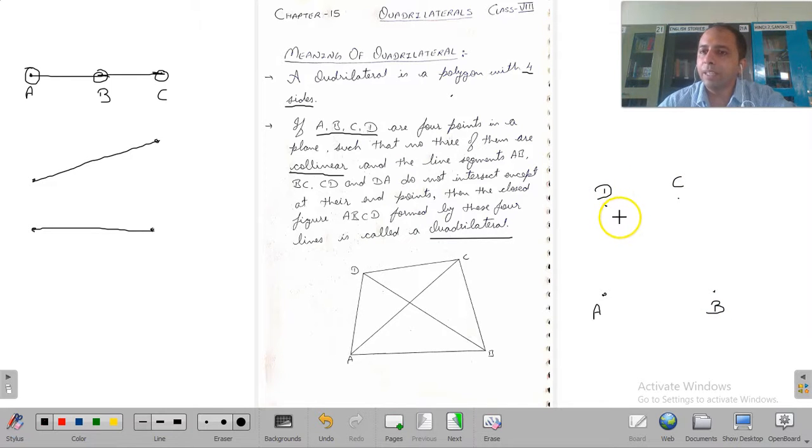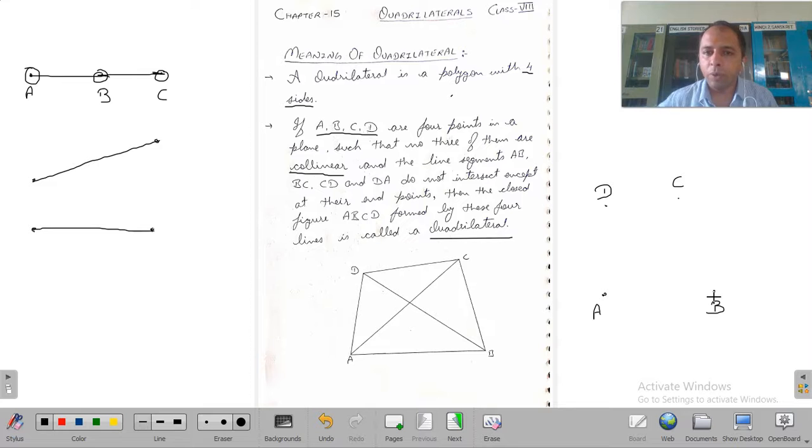Now you can see that none of these 3 points among A, B, C, D are collinear. Points AB are collinear, AD are collinear, CD are collinear, CB are collinear, AC are collinear and BD are collinear. But these are pairs of 2 points. You can see that A, B, C are not collinear, B, C, D are not collinear, C, D, A are not collinear, and similarly D, A, B are not collinear. So according to the definition, we have taken 4 points in which no 3 are collinear.